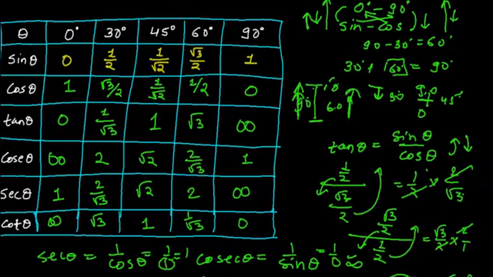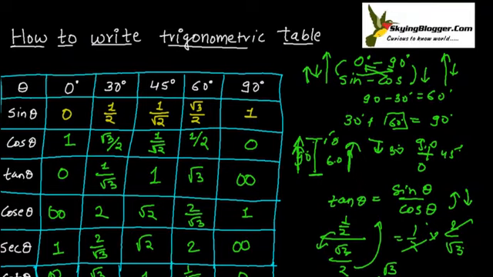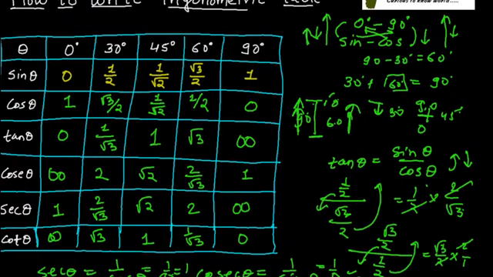So in the next videos we'll be starting the problems related to these trigonometric angles from 0 to 90. So watch the next videos, in which we will be solving lots of problems. It will be really helpful to understand the trigonometric ratios, especially of these angles.